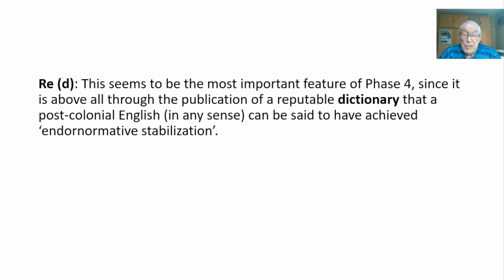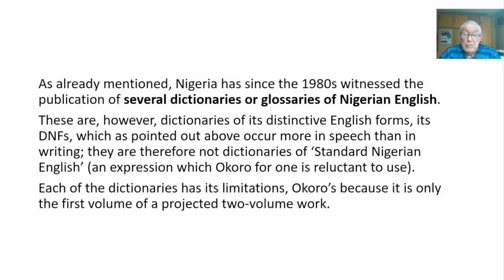codification, this seems to be the most important feature of phase four, since it is above all through the publication of a reputable dictionary that a post-colonial English, in any sense, can be said to have achieved endonormative stabilization. As already mentioned, Nigeria has, since the 1980s, witnessed the publication of several dictionaries or glossaries of Nigerian English. These are, however, dictionaries of its distinctive English forms, its DNFs, which, as pointed out above, occur more in speech than in writing. They are therefore not dictionaries of standard Nigerian English, an expression which Okoro, for one, is reluctant to use.